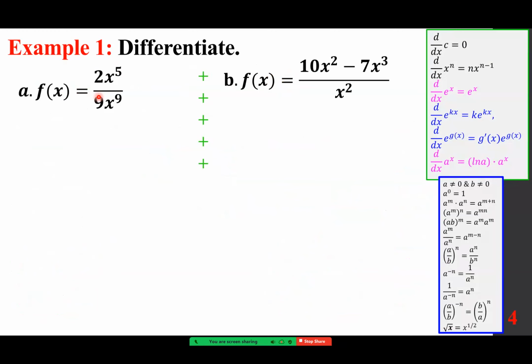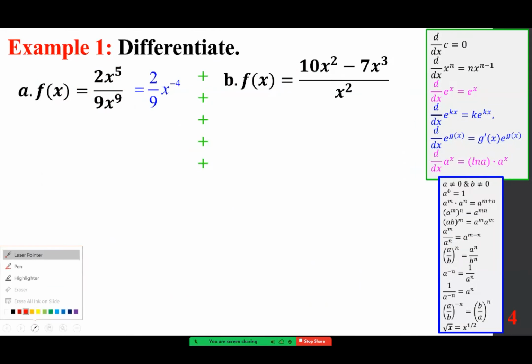So to do this part, take a derivative of f of x equals 2 over 9 times x to the power of 5 over x to the power of 9. This part, we use the quotient rule of exponents, and it becomes x to the power of 5 minus 9, or negative 4. So you do the algebraic technique first.